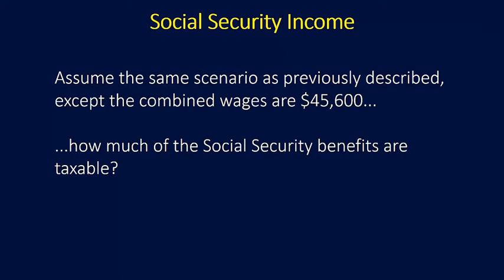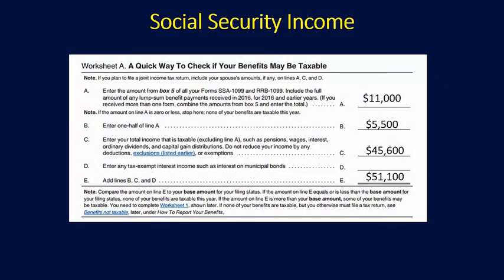Now let's assume the same scenario as previously described, except the combined wages in this case are $45,600. So how much of the Social Security benefits would be taxable in this case? Well, once again, the total Social Security amount is $11,000 in line A, one half of line A is $5,500. On line C, total wages, $45,600. The total in this case of wages and half of the Social Security turned out to be $51,100.